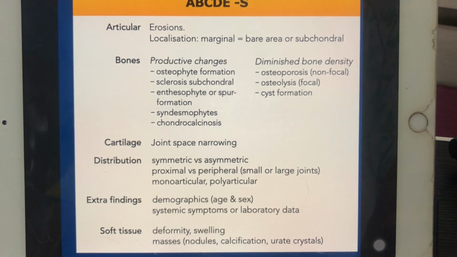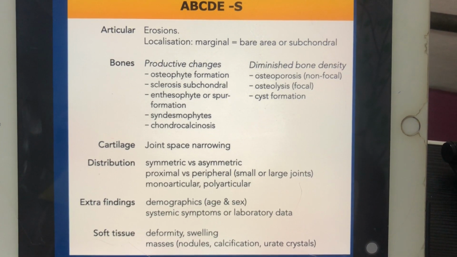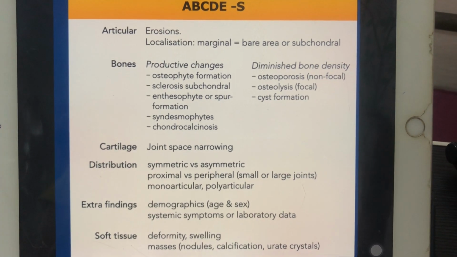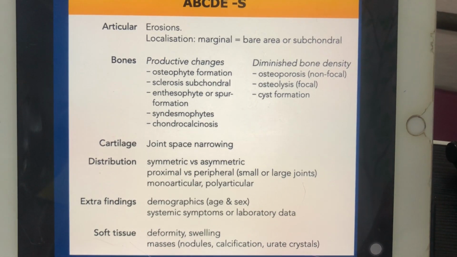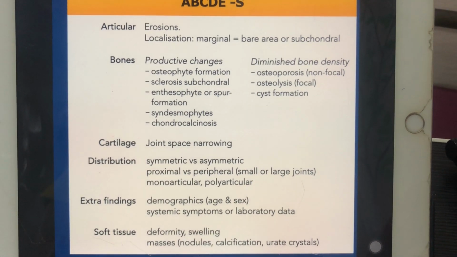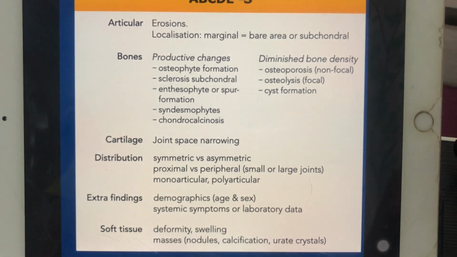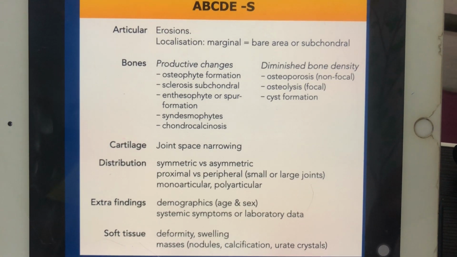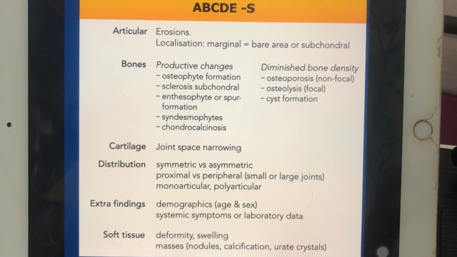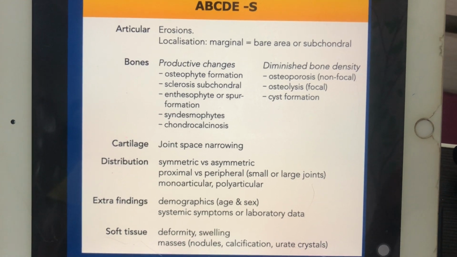B for bones, we'll be discussing whether the bone density is normal, whether there is juxta-articular osteopenia, and if there is excessive bony proliferation changes, and if so, whether there are osteophytes or syndesmophytes, chondrocalcinosis, subchondral sclerosis, or enthesophytes. C for cartilage, we'll be discussing whether there is joint space narrowing or not. D for distribution. E for certain extra findings or clinical clues that will help us reach the diagnosis. And S for soft tissue findings.